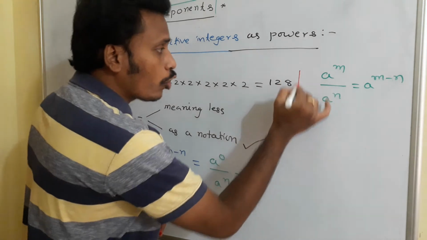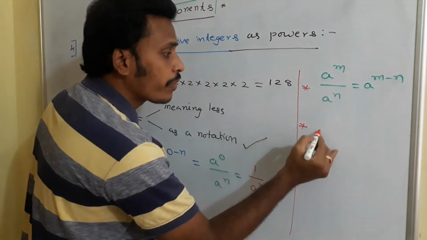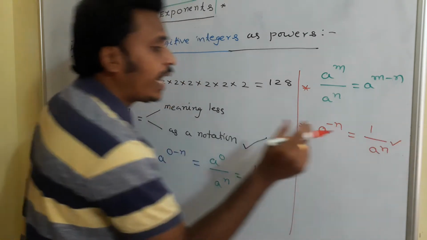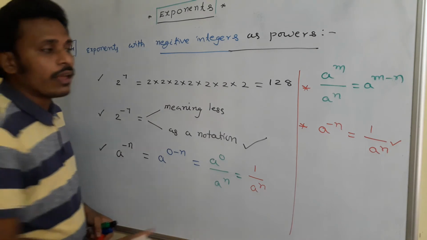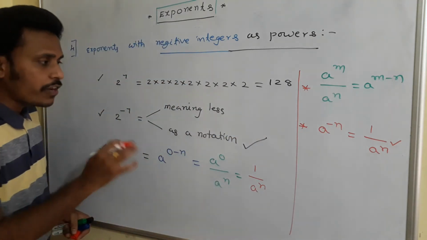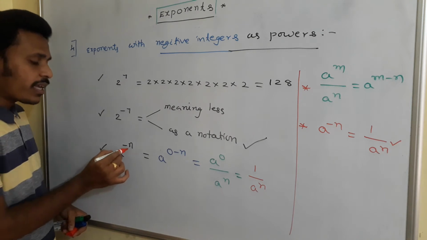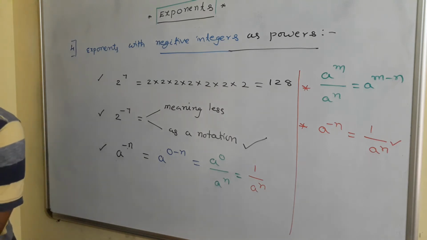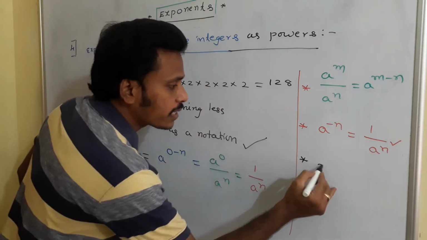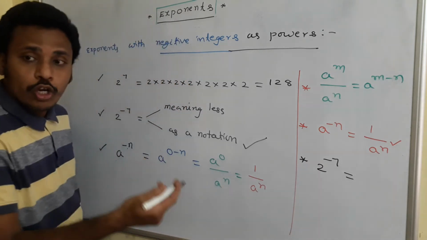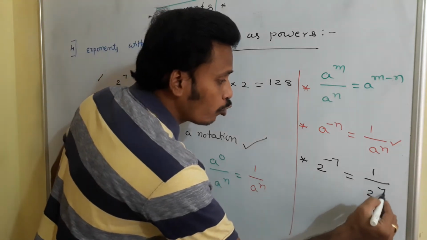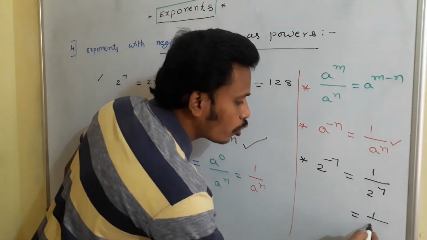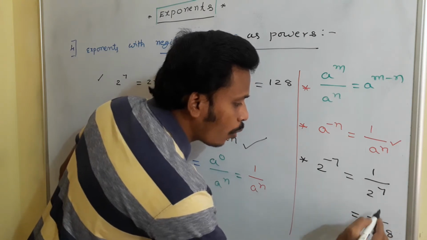With the help of this particular law, we are just generalizing a power minus n as 1 by a power n. That is a notation for a power minus n. We need to treat it like a notation. As per the definition, it is a meaningless thing. A power minus n can be notated as 1 by a power n. That's it. With that particular logic, if you wish to calculate 2 power minus 7, this can be notated as 1 divided by 2 power 7. And we have the value of 2 power 7 as 128. So 2 power minus 7 is 1 by 128.